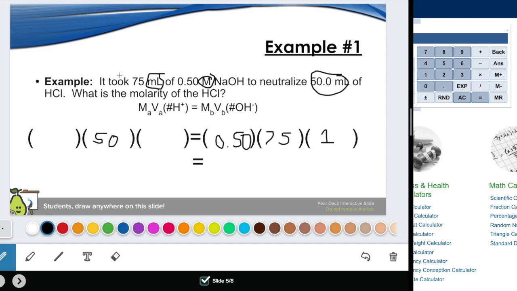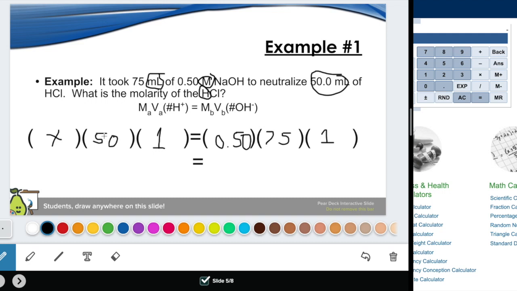Okay, and then it's asking what is the molarity of HCl, hydrochloric acid. So I do not know what my molarity is, so I'm going to put my X there. And then if I look at HCl, I only have one H. I don't have 2, I don't have 3, I only have 1. So I'm going to insert my 1 here.